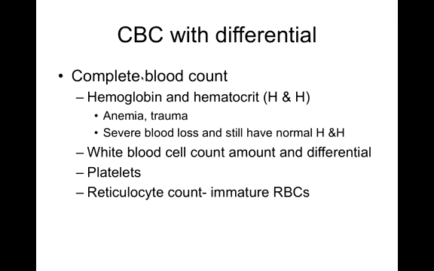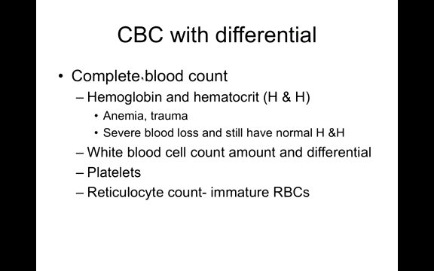So the first test is a complete blood count, CBC, with a differential. This measures the hemoglobin and hematocrit. In the CBC, the hemoglobin and hematocrit go down in anemia and with trauma when you have blood loss.